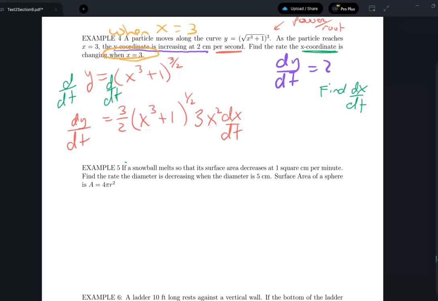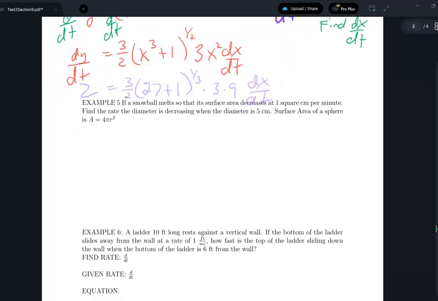So I'm going to substitute in 2 here for the dy over dt. Carry this along, and I'm going to be putting in x equals 3, right? So 3 cubed is 27 plus 1, all to the 1/3 power. 3 times 3 squared is 9 times the dx over dt. Ugly numbers, right? That's all right. So let's see what we've got here. This gives us 27. And so 2 equals 3 halves. So this gives us 28 to the 1/3. I'm just going to leave it there.